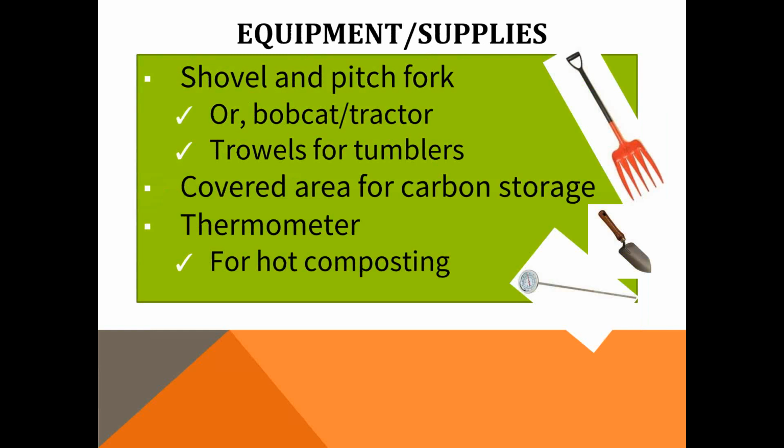So, equipment and supplies. If you're gardeners, mostly you're going to have all these things. Basically, a shovel and a pitchfork are important. If you're using a tumbler, get yourself a trowel, because that's handy for moving and mixing things around and putting sawdust in there and stuff like that. You want a covered area for your carbon storage, which we went over. And then a thermometer for hot composting, and we'll go over that in a minute.